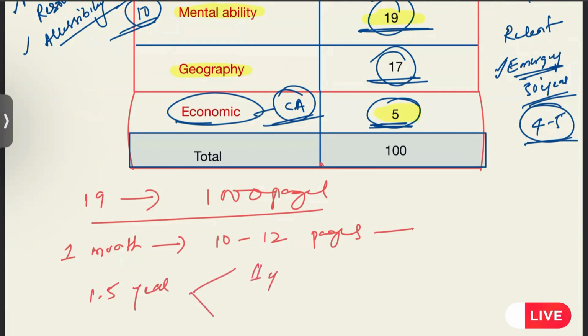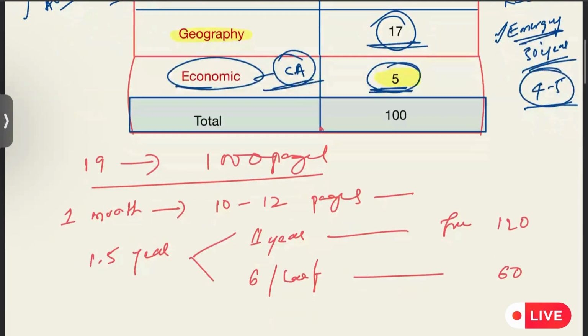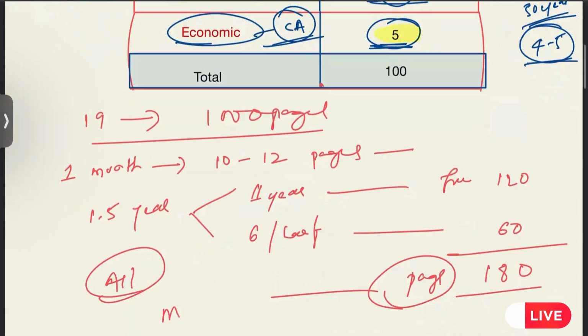We have a 1 year current affairs magazine you can download freely, and also a 6 month or half yearly magazine which you can download freely. One comes to around 120 pages, and the other around 60 pages. So a total of 180 pages only for current affairs. I cannot assure you it covers everything, but it will definitely cover the major part. Even if 19 questions are asked from current affairs, definitely some 14 to 16 questions will come, because we have focused only on the core areas.